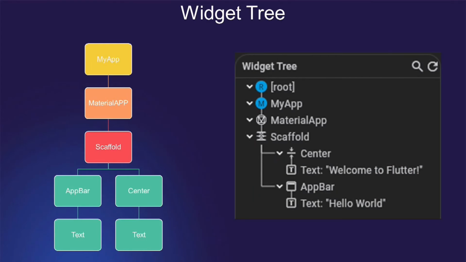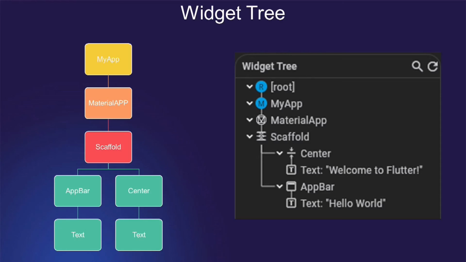So the entire screen is represented by MyApp, which is a stateless widget, which is nothing but material app. Inside material app there is a scaffold. Now scaffold consists of two things, app bar and center, which is a part of body. Inside app bar there is a text called "Hello World", and inside center there is a text which displays "Welcome to Flutter".